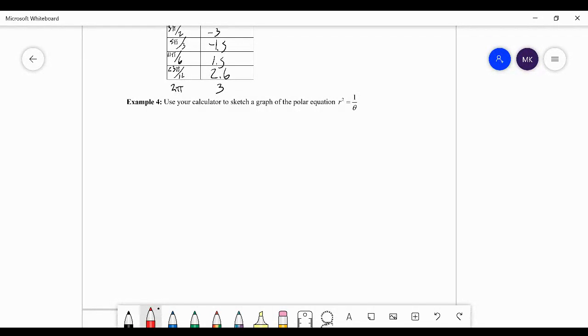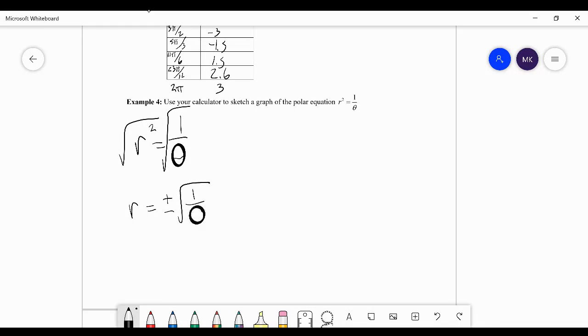And you're like, well, that's not hard. But what ends up happening is we actually end up with two equations. So r squared equals 1 over theta. We just square root both sides. That gives me r equals plus or minus the square root of 1 over theta. And if you'd like to, it's plus or minus 1 over square root theta.